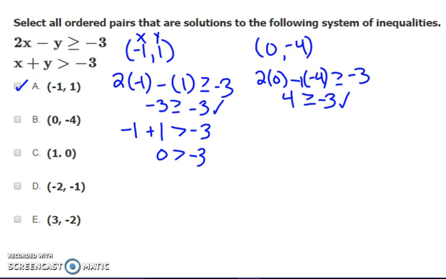So now let's check our second one. 0 plus -4 is greater than -3. Well, that gives me -4 is greater than -3. -4 is definitely not greater, so since it doesn't work, B does not work.